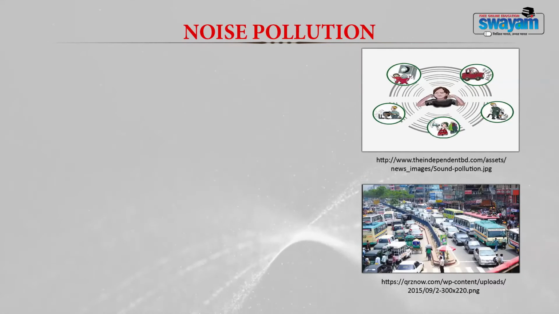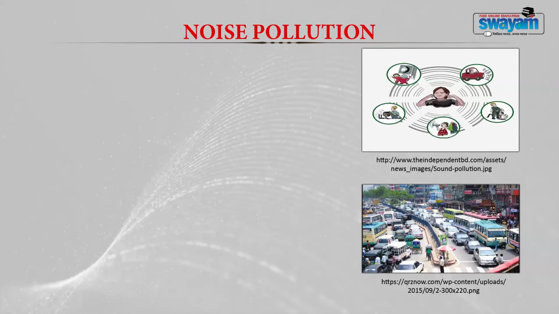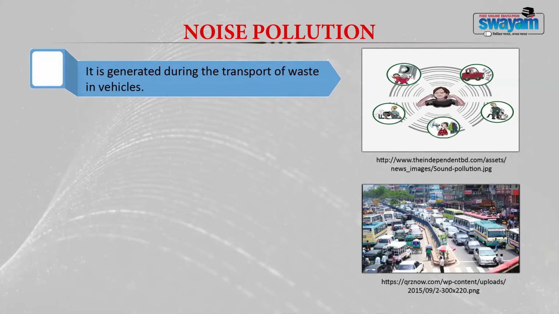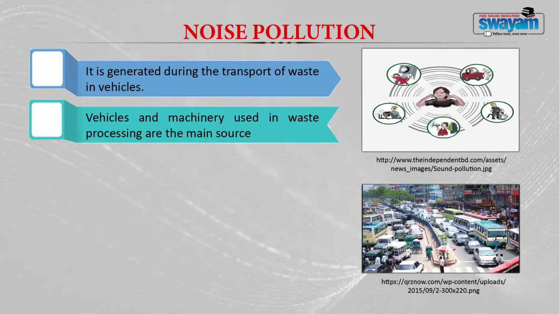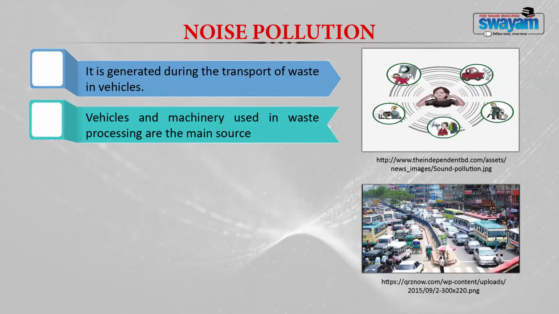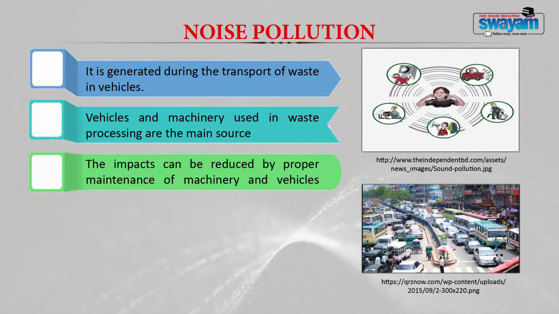Now, the last one in these environmental effects is noise pollution. How does waste generation contribute to noise pollution? It is caused by collection vehicles. So, noise pollution is generally generated during the transport of waste in vehicles. These vehicles and the machinery used in waste processing are the main source of noise. Now, what impacts do they create? Of course, it creates a public nuisance, a disturbance for the residents who are living around the area. These impacts can be reduced when you have proper maintenance of the machinery and vehicles.